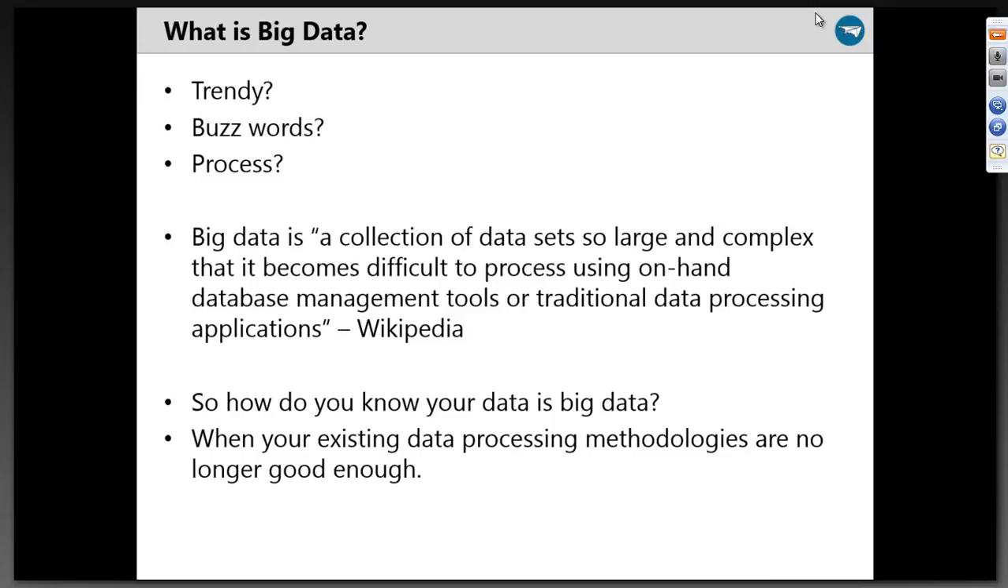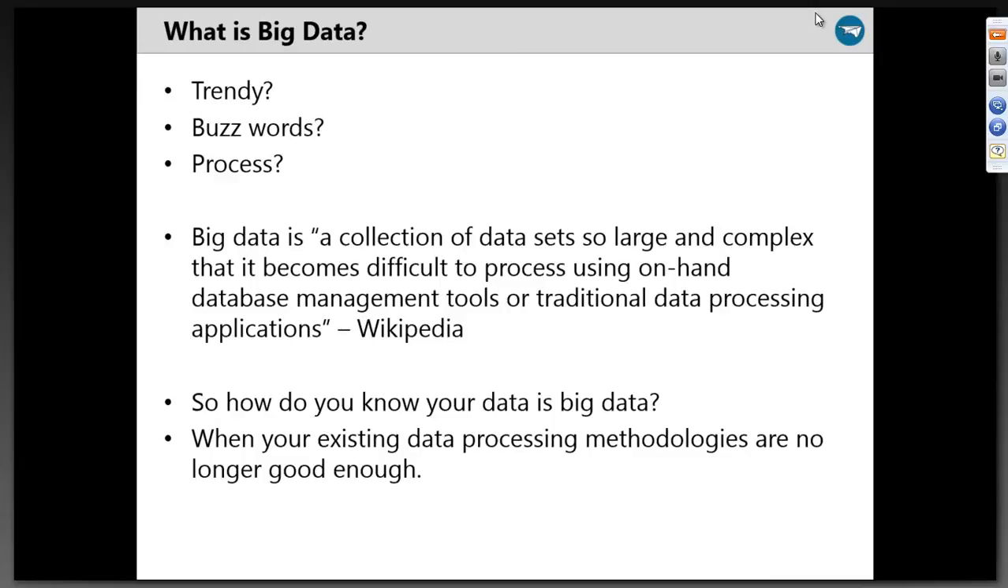Wikipedia says that big data is a collection of data sets so large and complex that it becomes difficult to process using on-hand database management tools or traditional data processing applications. So what that means is that big data is generally relative. If you have data coming in that is so large or it's coming in so fast that your existing process can't manage it, that is big data, and that is something that might require a new process or something new to manage it, and that's where Hadoop comes in.